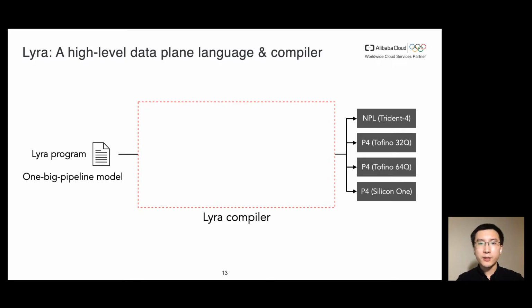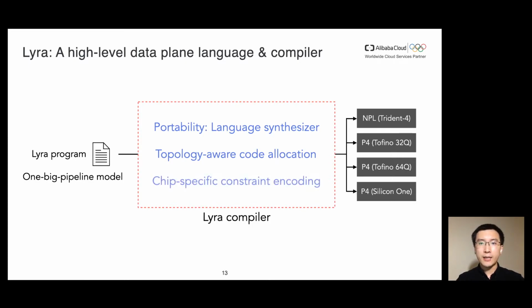The compiler uses three key techniques to solve the above three challenges. First, Lyra builds one language synthesizer for each low-level data plane language so that the program can port between switches. Secondly, Lyra introduces topology-aware code allocation to deploy the program across multiple switches correctly. At last, Lyra uses chip-specific constraint encoding to make sure one or multiple programs can fit into the switch.